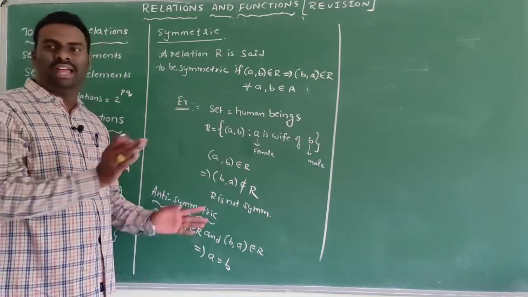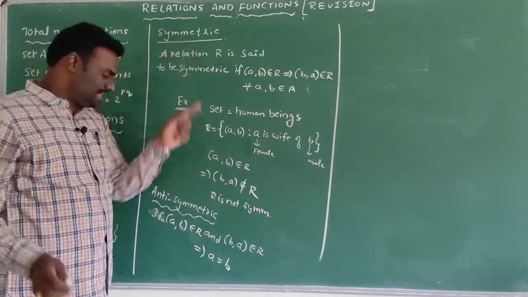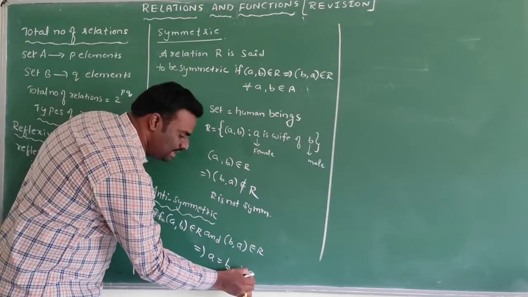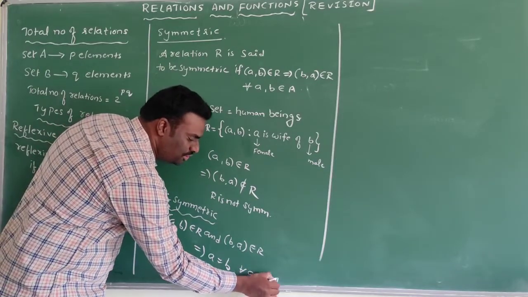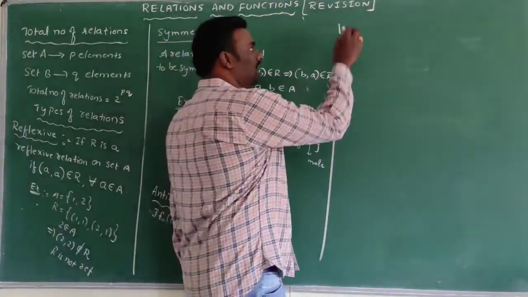But in PU, anti-symmetric relation we are not using properly. Only symmetric relation is important, where A and B belong to the given set capital A. This is symmetric relation.